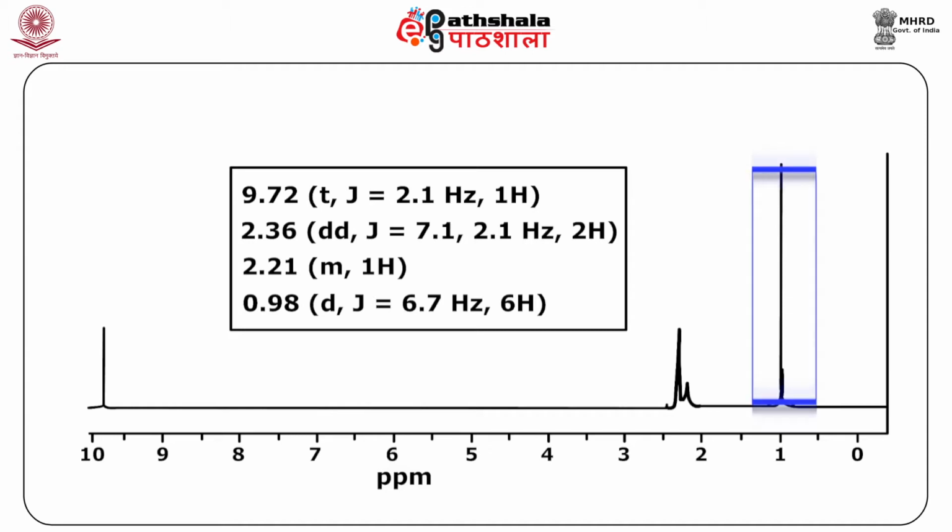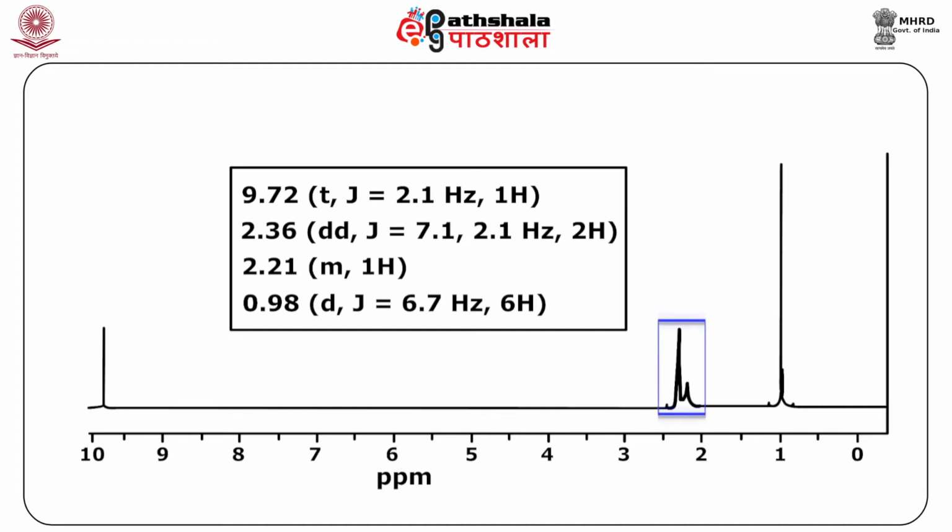The doublet at 0.98 is indicative of 6 protons, which shows the presence of an isopropyl linkage. This isopropyl linkage has 2 equivalent methyl groups, which should in turn be linked to one CH group, which shows the doublet. This is supported by the multiplet at 2.21 ppm for one hydrogen. This hydrogen is adjacent to another carbon bearing hydrogens.